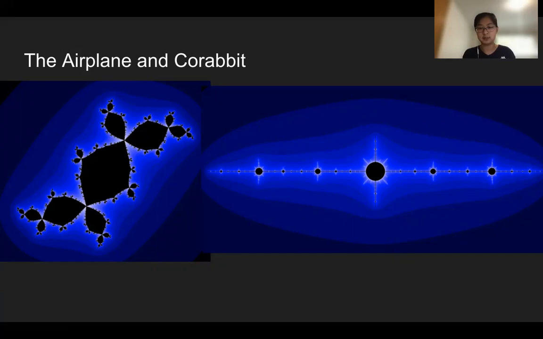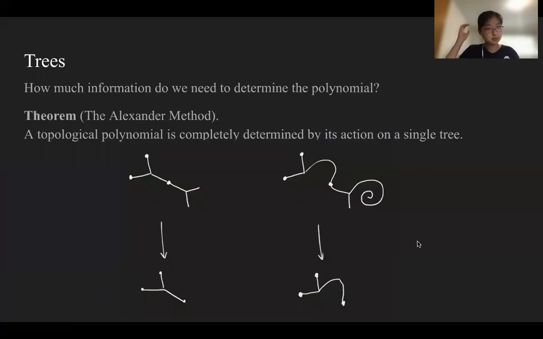Even though we have all these really pretty pictures, the portrait, so the critical points and their images don't actually tell us exactly which polynomial it is. So the question comes, well, what is the minimum amount of information you need to specify a polynomial up to some kind of equivalence, right? So we look at trees. And again, the question we're answering is, how much information do we need to determine the polynomial uniquely up to some sense of equivalence?